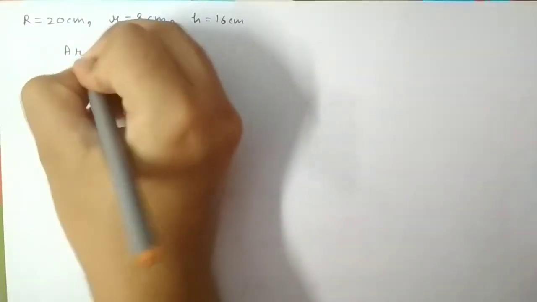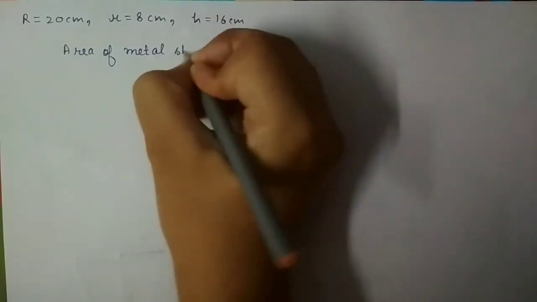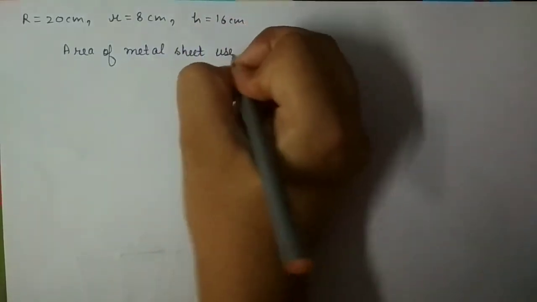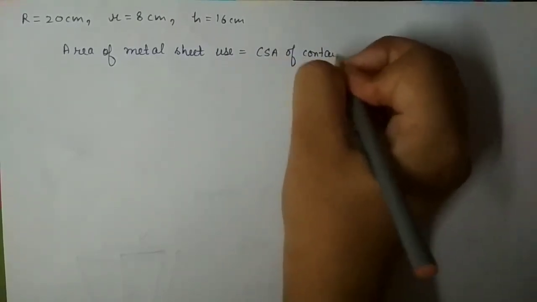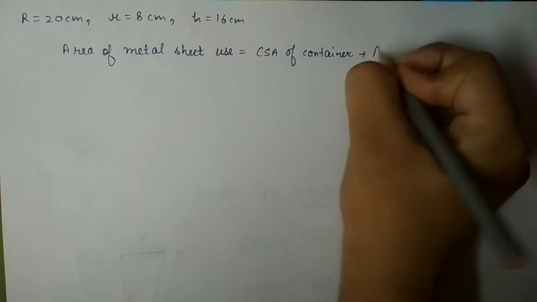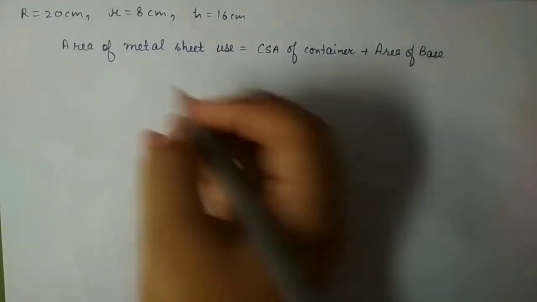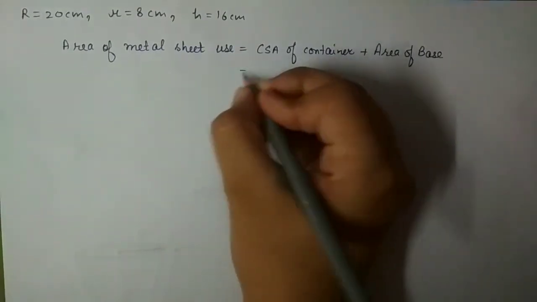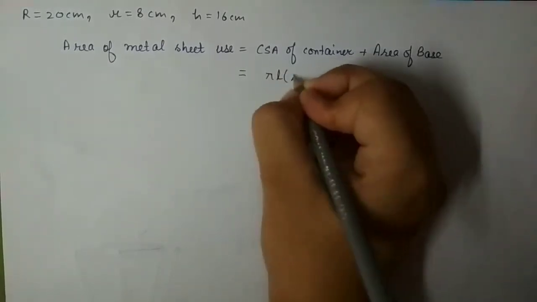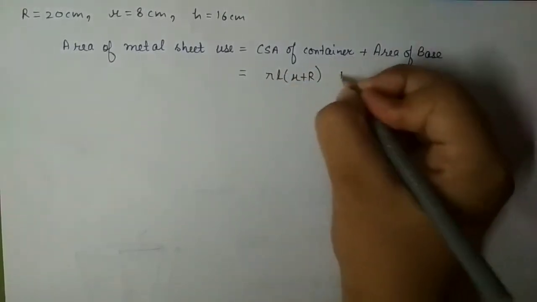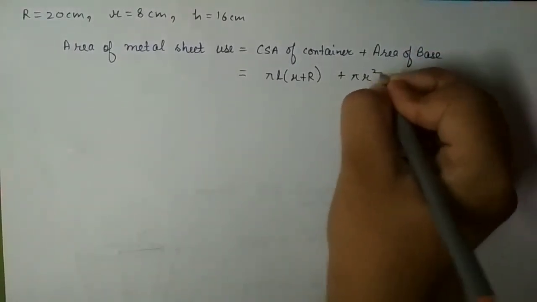So area of metal sheet used is equal to CSA of container plus area of base. Base is a circle. So first of all you need to find CSA of container. CSA of container is given by the formula pi L into (R plus r), and the area of the base is the smaller circular end, so it is pi r square.